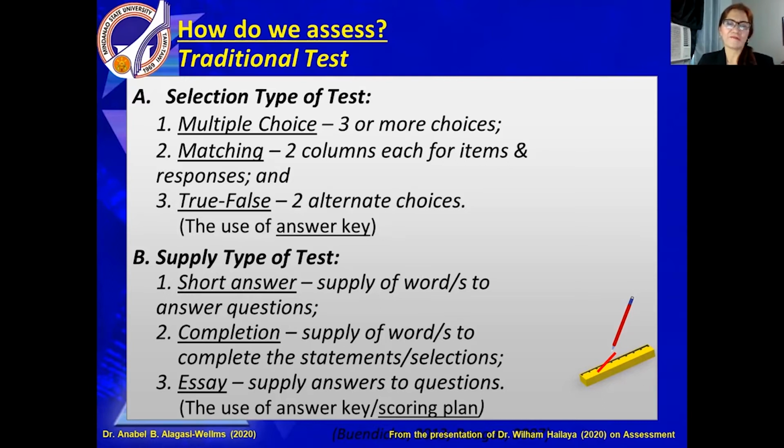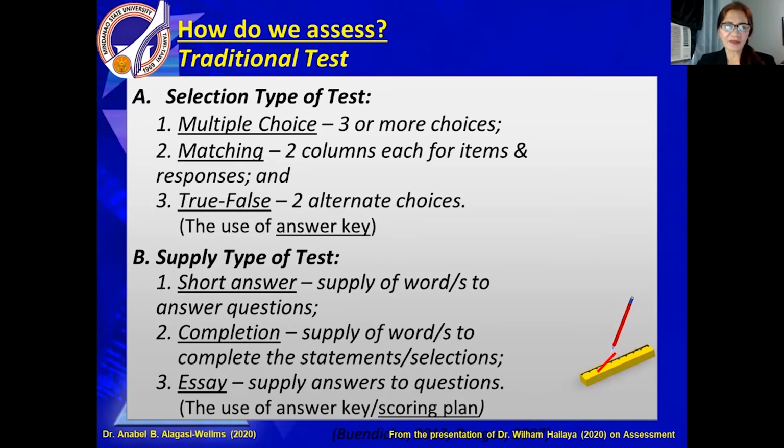For the matching type, we have 2 columns, one each for items and responses. You match column A with column B, and if there are 10 items, your choices would be 11. That's for language testing. So there's always a distractor for the matching type. So if your items are 15, your choices would be 16. For true or false, you have 2 alternate choices, and when you check, you use an answer key. It would be better if you use modified true or false. If the statement is true, write true. If the statement is false, write false, and then make the statement true, so that you discourage guessing when you give a true or false test.